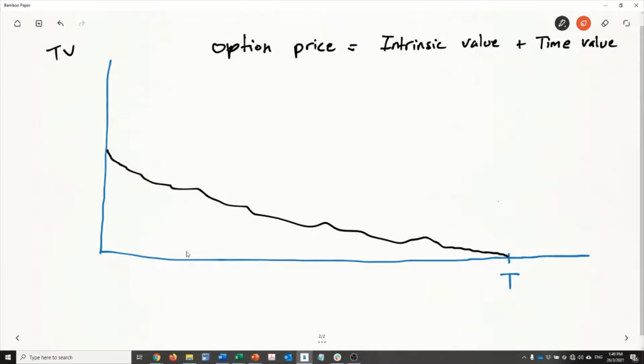Now, what does this mean? It means that if we exit at time t1, what is the level of the time value?